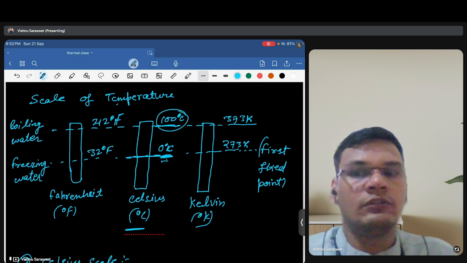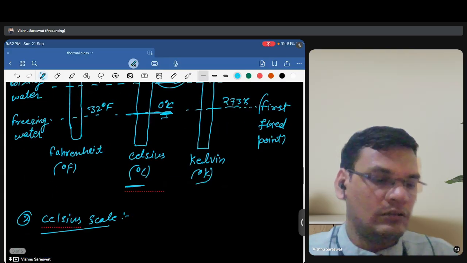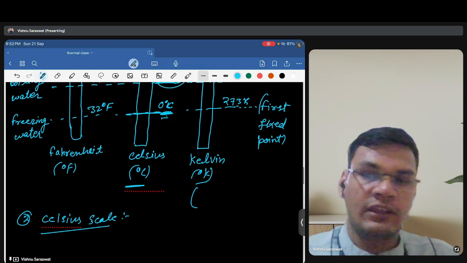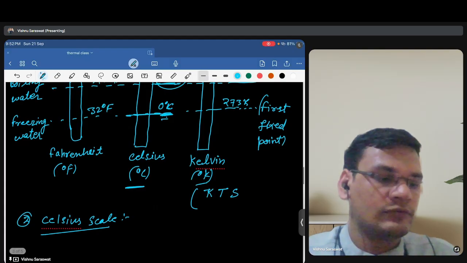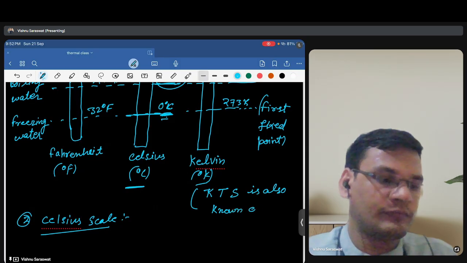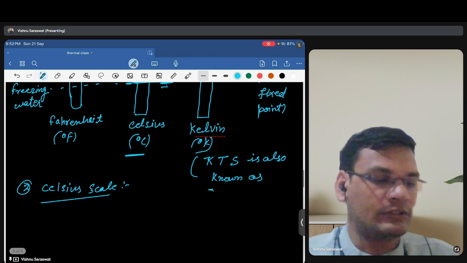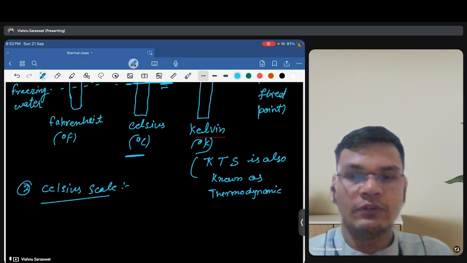But when we talk about the Kelvin scale, the Kelvin temperature scale is also known as the thermodynamic scale. Note down: the Kelvin temperature scale is also known as the thermodynamic scale.